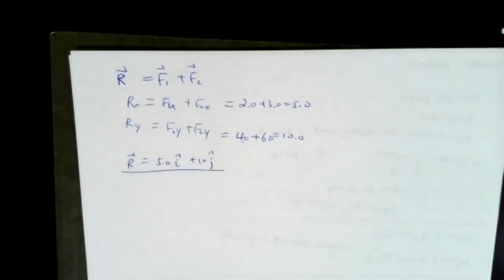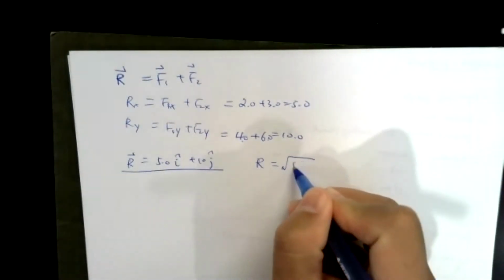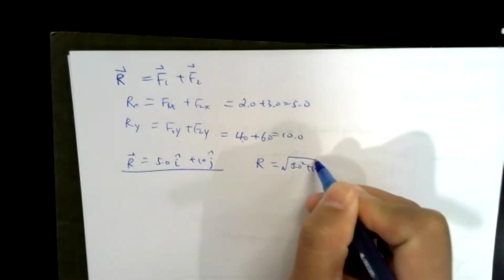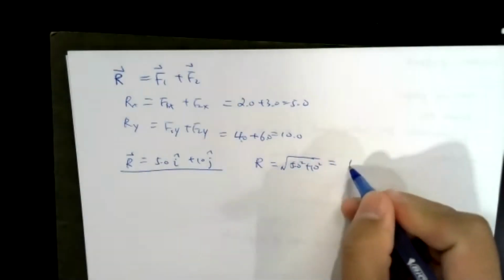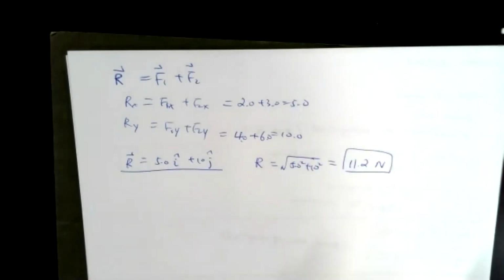And then for the magnitude, you'll be doing the square root of 5.0 squared plus 10 squared, right? So that gives you 11.2 newtons roughly, or 11 newtons.